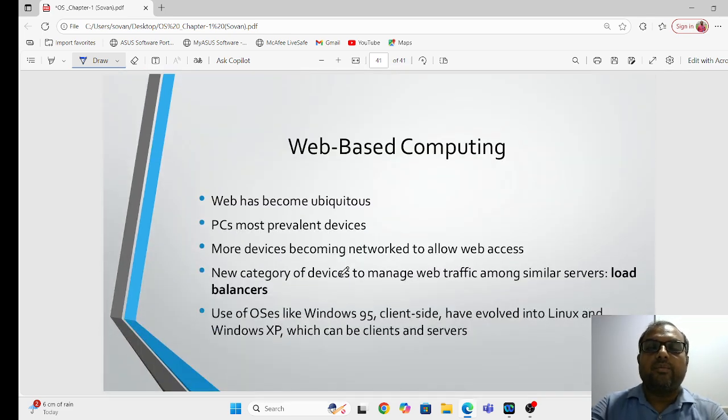Web-based computing: the web is ubiquitous, and it is also on the PC. All the devices you can access via the web, or we can access them on the website. So we can access our servers. So that is how web-based computing is used. Okay, thank you very much.